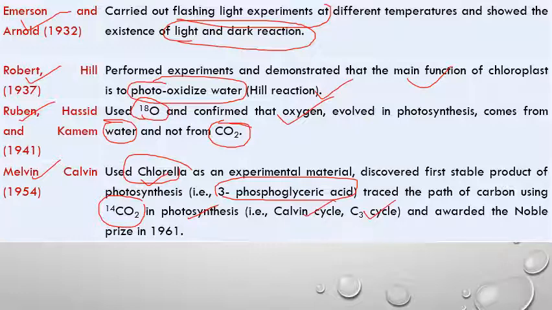Why C3? Because the first product of carbon assimilation was the 3-carbon compound, which is known as 3-phosphoglyceric acid, and he was awarded the Nobel Prize in 1961 for this discovery.